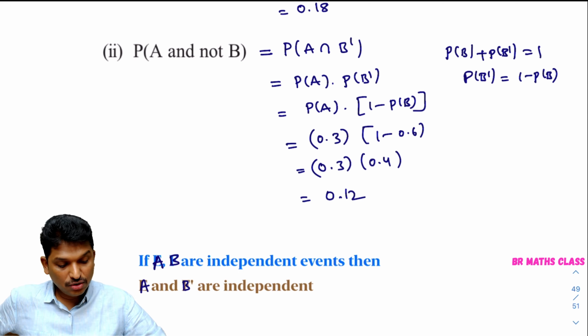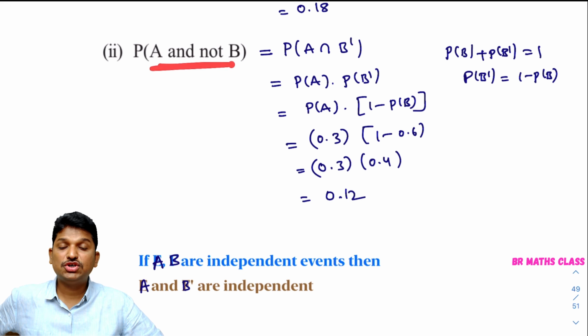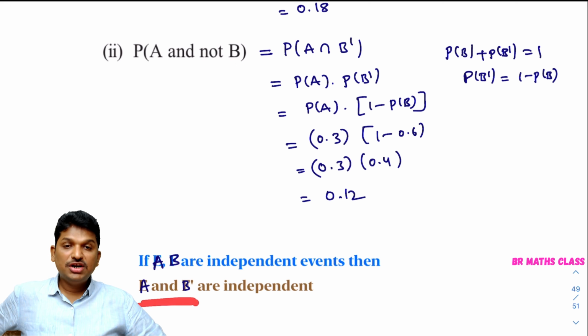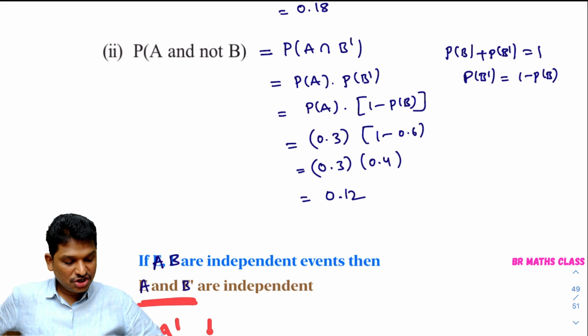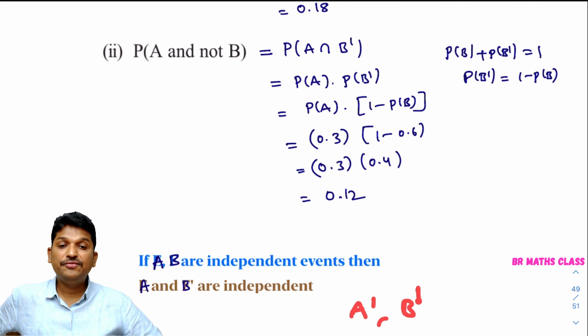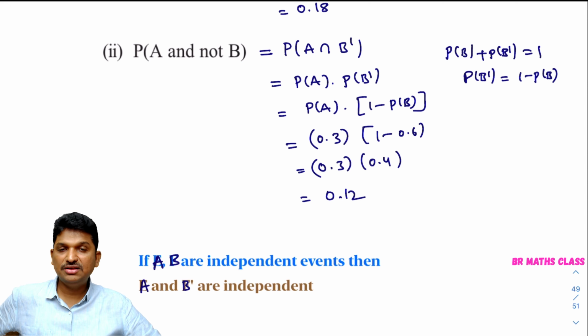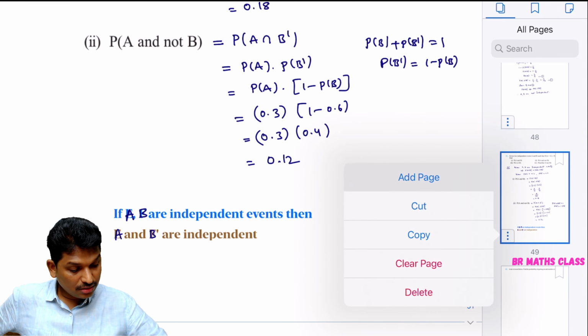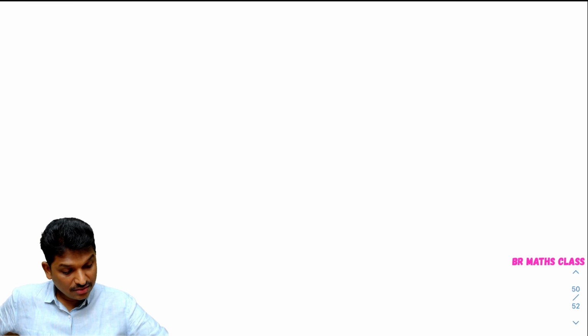So probability of A and B dash. If A and B are independent events, A and B dash are independent. Not only that, A dash and B are also independent. Not only that, if A comma B are independent events, then A dash and B dash are also independent. This we learned in theory part. Okay, now we need one more page here.